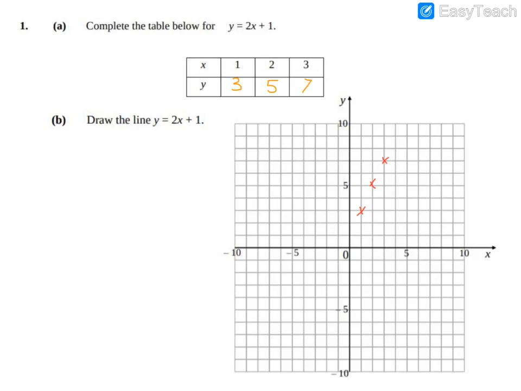If you're doing this on your page, you'd use a ruler to go through these points. I'm going to use my straight line tool here, and we've got, close enough, there we go, a straight line going through all 3 of those points. And it doesn't just start at the first point and end at the last point, it goes the whole way across the graph like that. And since we've been asked to draw the line y equals 2x plus 1, we should label our line as y equals 2x plus 1. There we go. Okay, that's question 1 sorted.